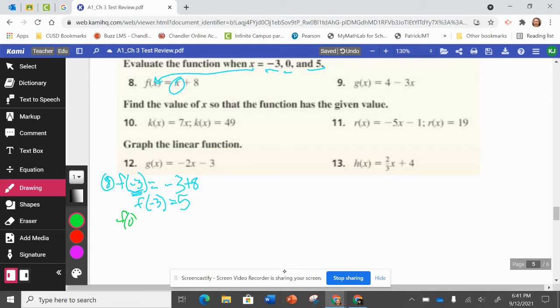f of 0 means we change x to 0. 0 plus 8 is 8. Then it says f of 5. So we change x to 5. 5 plus 8 is 13.